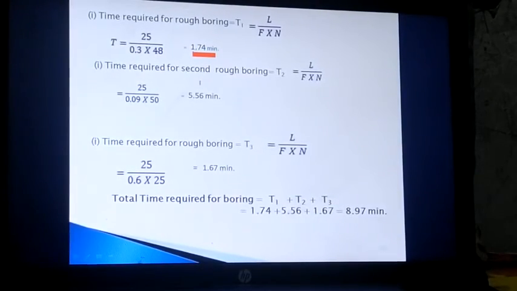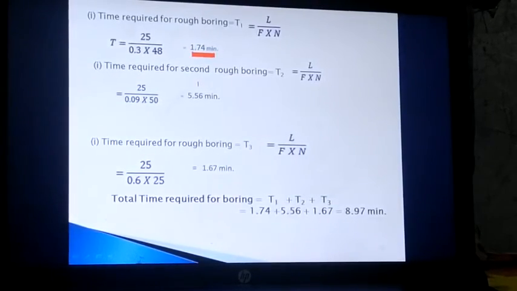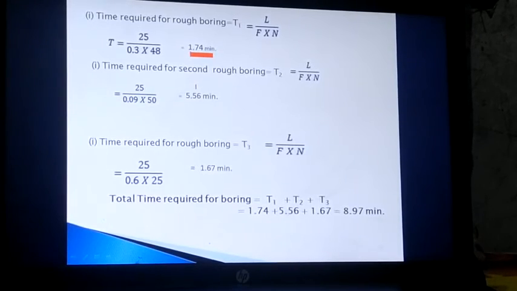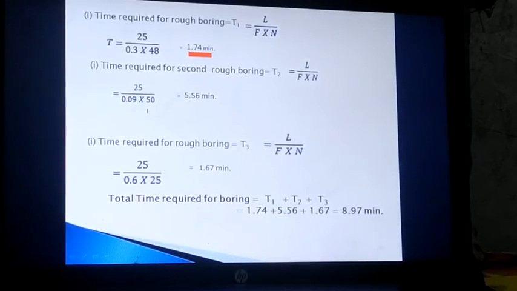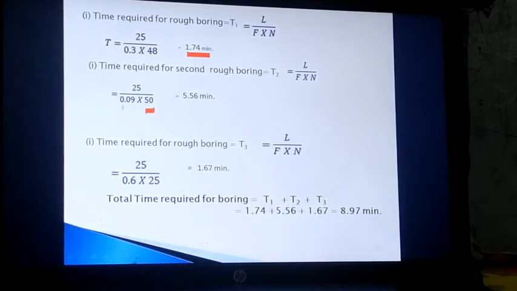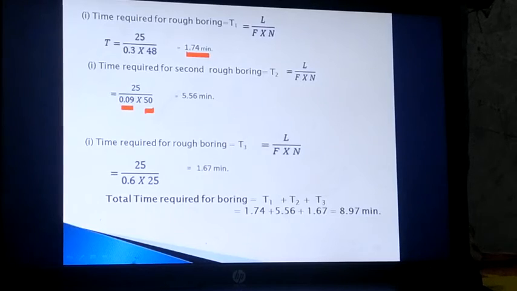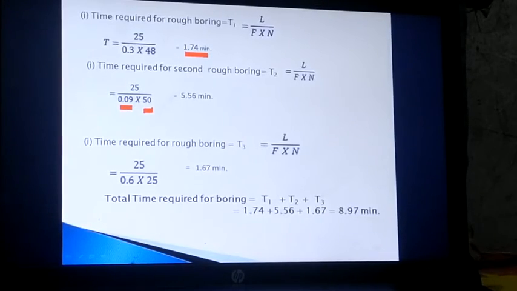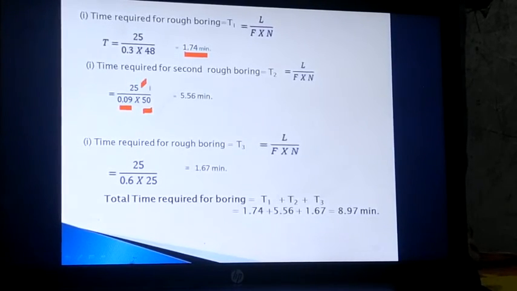Now for the second rough boring operation, we have been given RPM as 50 and the feed is 0.9 centimeter per revolution, and the length of the bore is the same again, 25. So put the values in this formula L by F into N to calculate the machining time T2. In this way we can calculate the machining time T2 as 5.56 minutes. This is a very simple calculation.